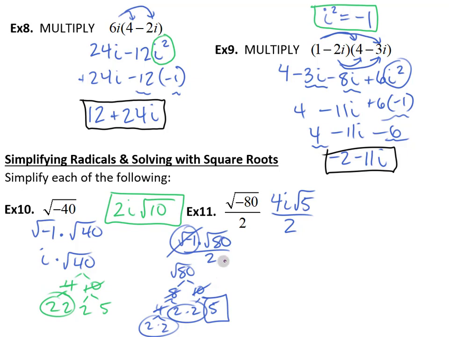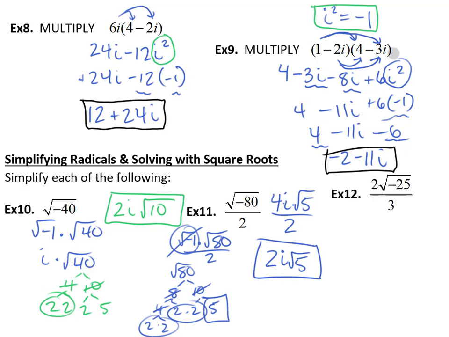So far I have 4i root 5 all over 2. But because everything in the top and bottom is held with multiplication, we can cancel out common factors. So 4 and 2 can be reduced, and we simplify this all the way down to 2i root 5.